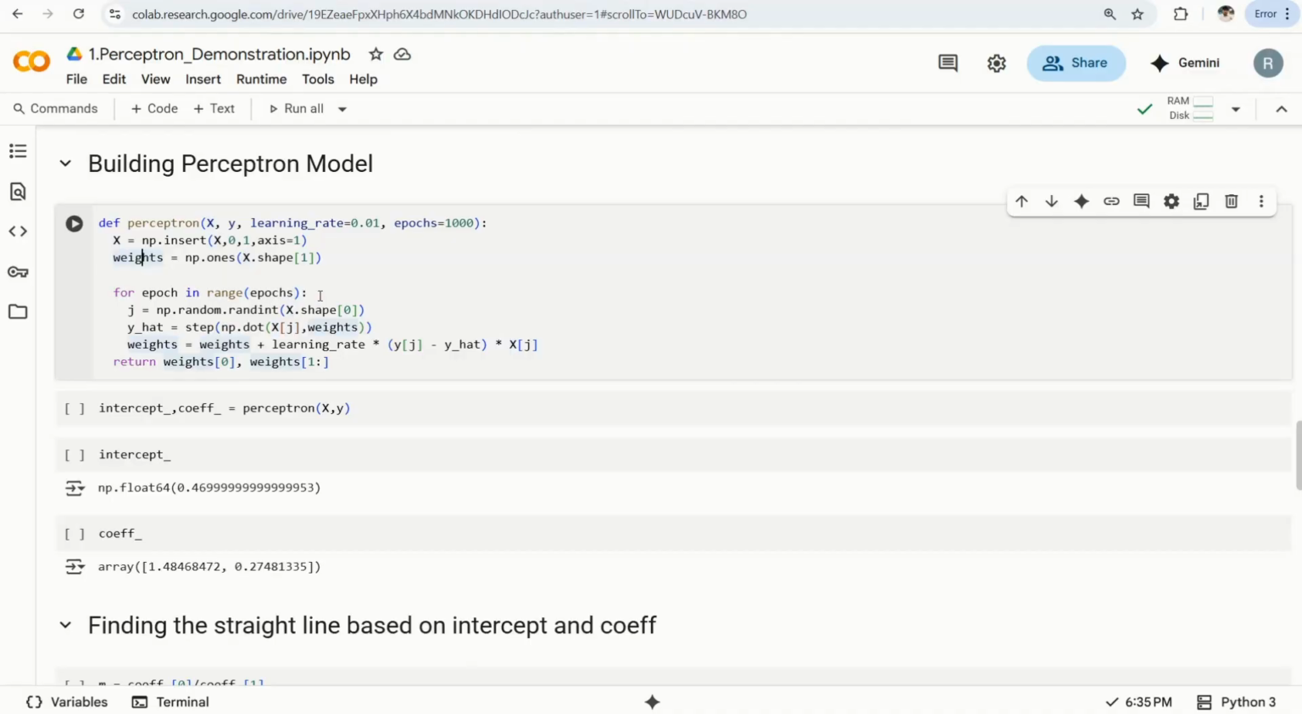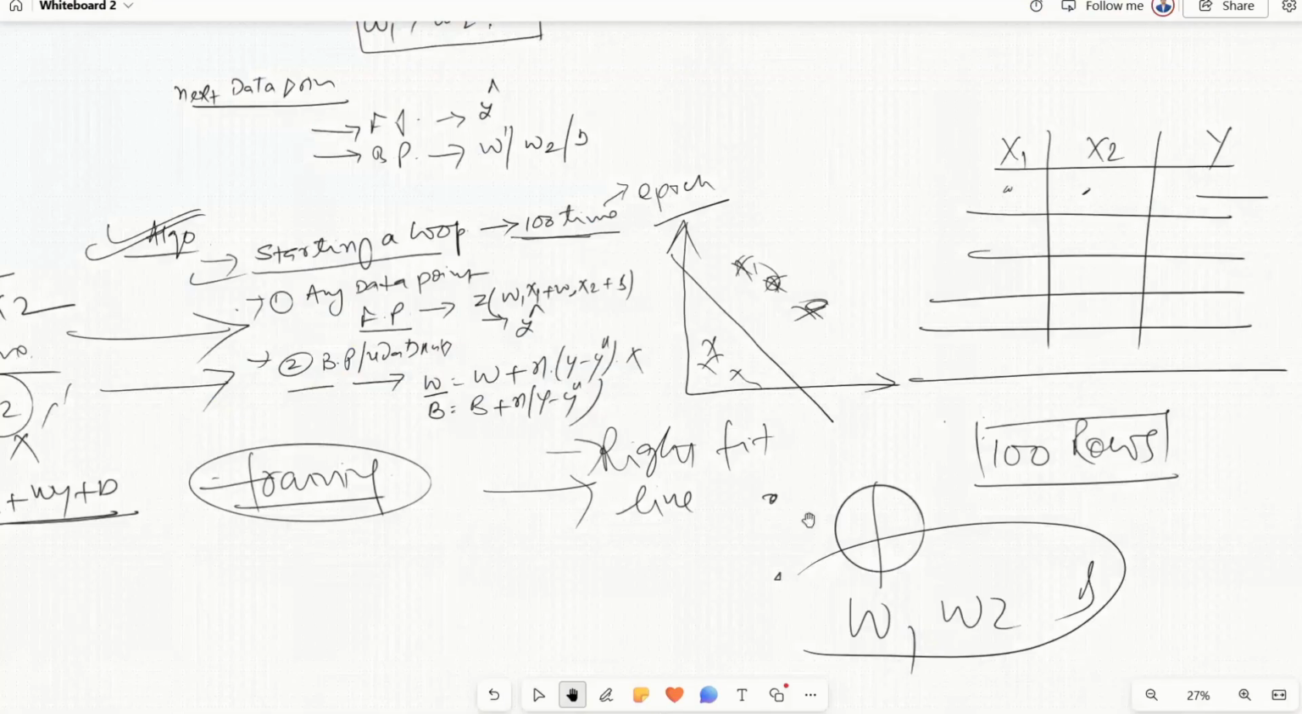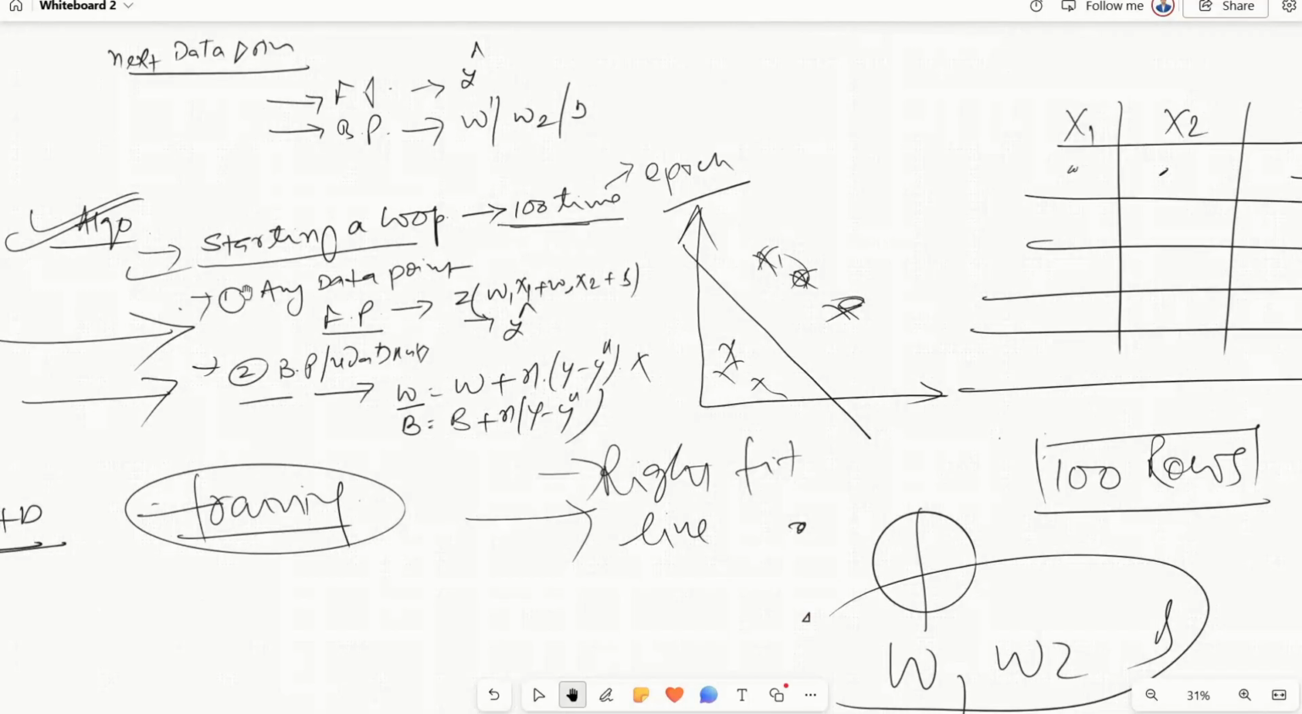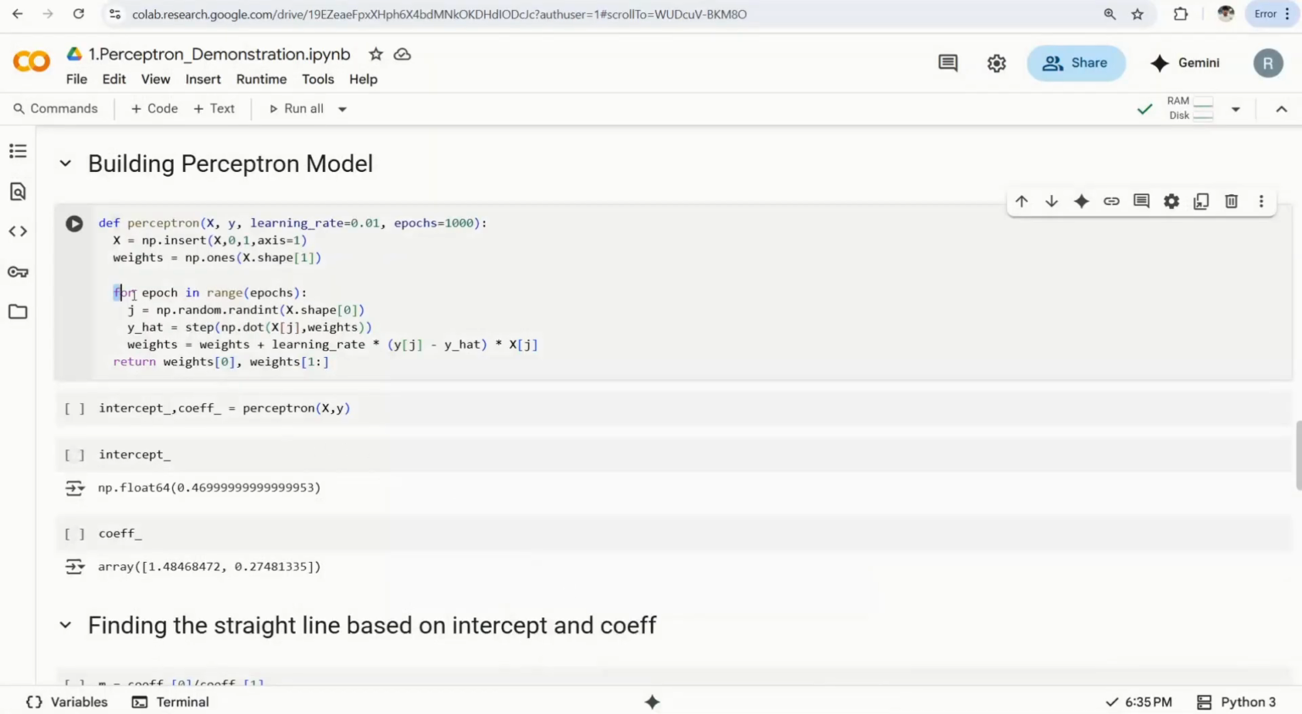Now I discussed, right? I have to run these two operations, forward propagation and backward propagation, in a loop, over epochs. This whole two-operation process will run in a loop. So that is why I am taking a loop here, and I have determined I want to run 1,000 loops.